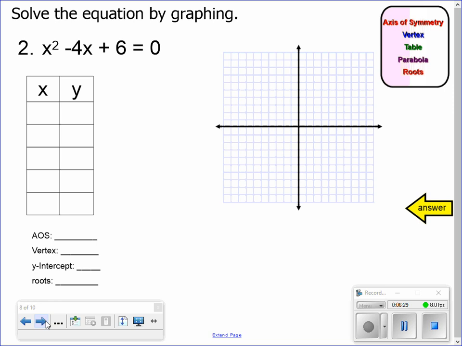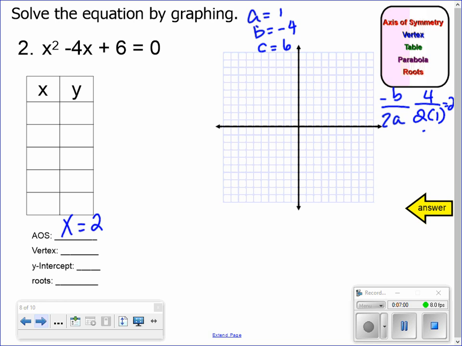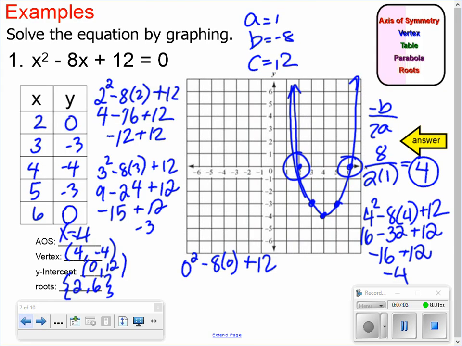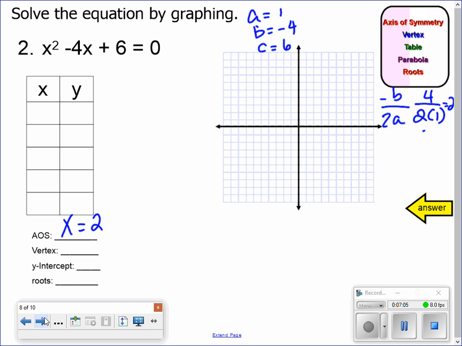If we look at this next one, again, we're solving by graphing. So we need to start by finding the axis of symmetry: negative b over 2a. A is 1, b is negative 4, and c is 6. So that would be, again, because I'm putting in a negative, that's positive 4 over 2 times 1. That would be 2. So my axis of symmetry is x equals 2.